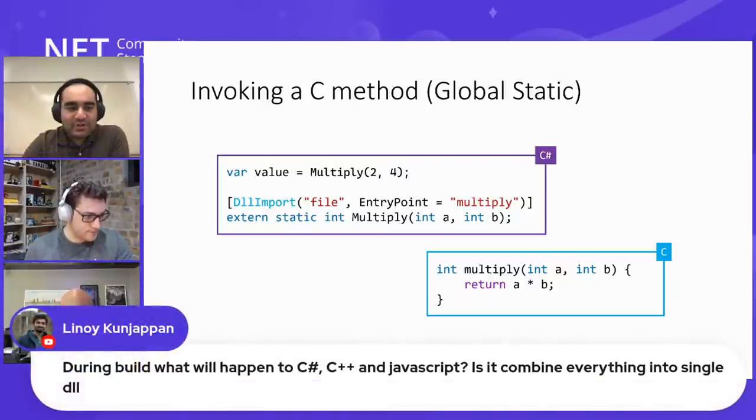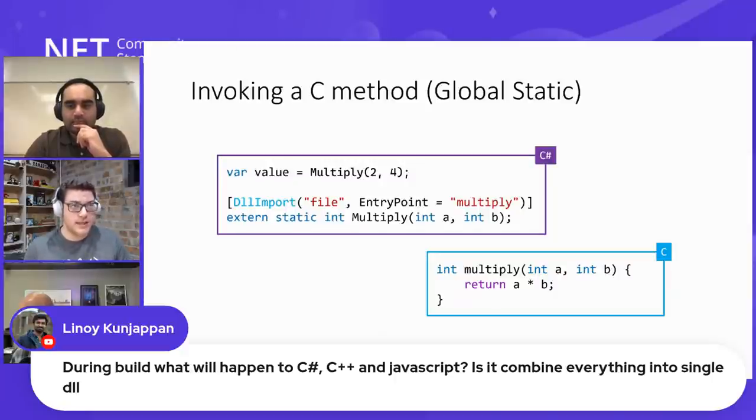Let's move on to another question here. Lino is asking, during build, what will happen to the C-sharp, C++, JavaScript? Is it all combined into a single DLL, or is it perhaps broken down into multiple files and that kind of stuff? So it changes for you under the hood. Let's just say I have a native binary like SkiaSharp, I have some JavaScript files for interop, and I have my managed DLLs. What happens during compile time, it doesn't do anything with JavaScript. It just moves it to the new place, so that's untouched.